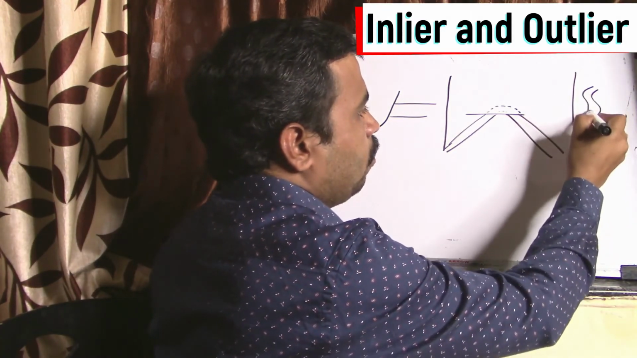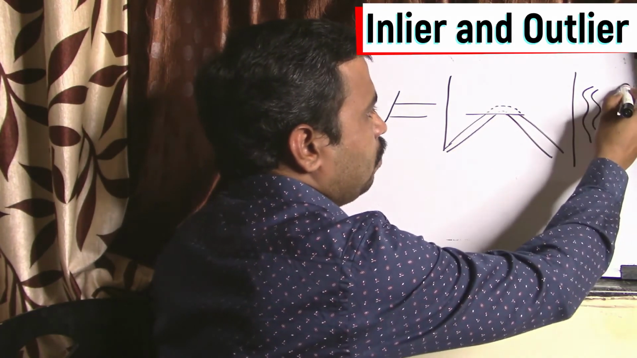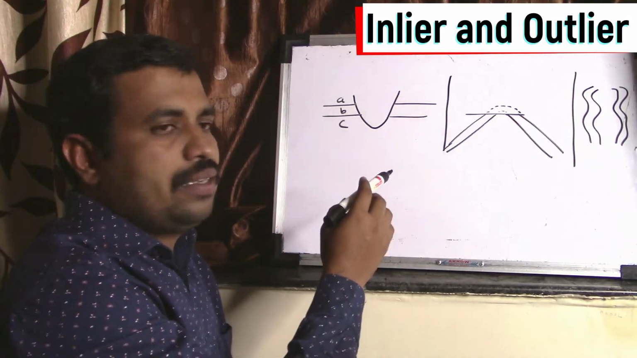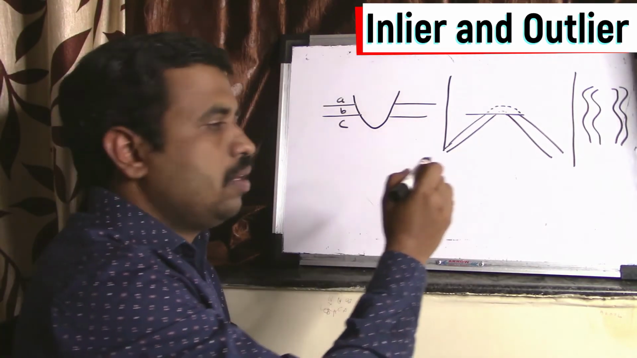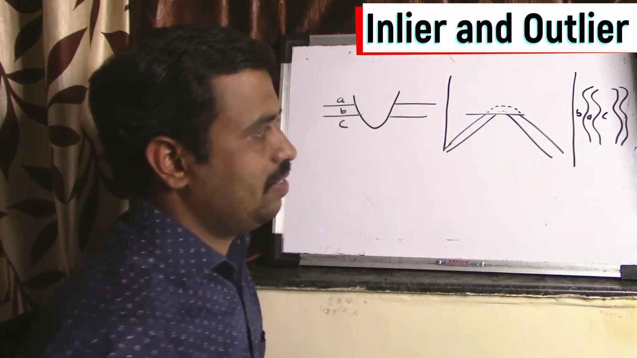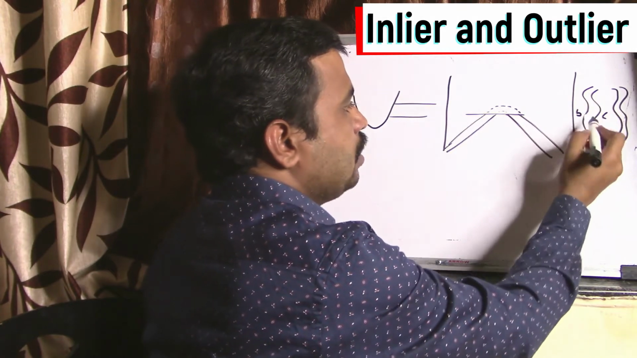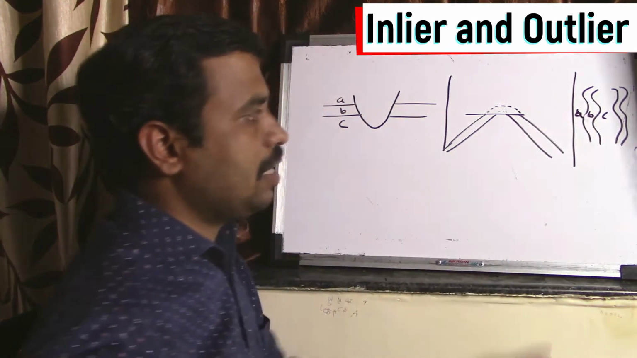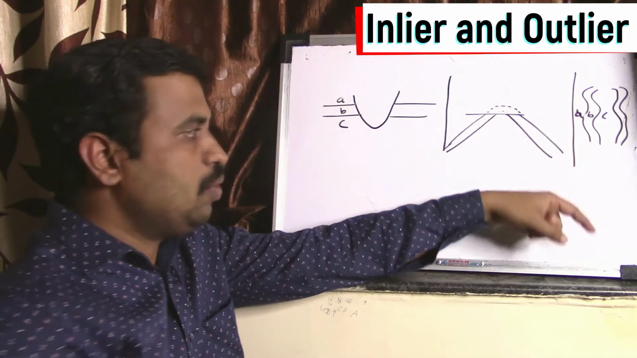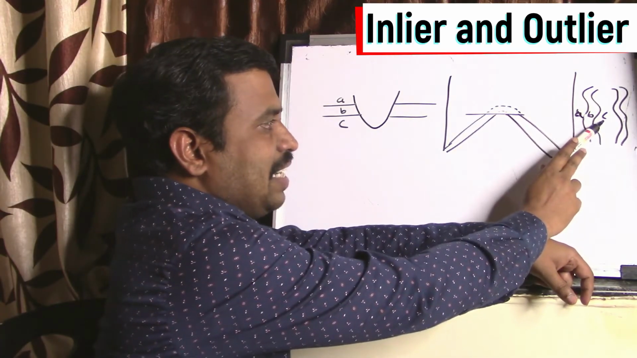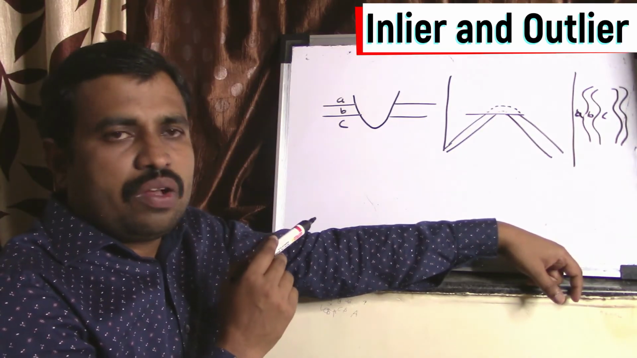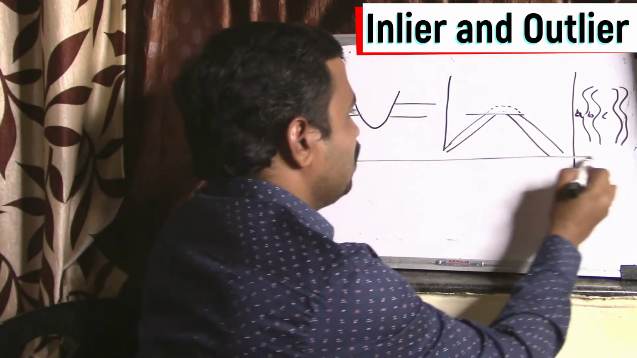We can see that here this is C bed, this is B bed, and this is A bed. These are the beds. At the center you can see the older rocks, and younger rocks at the periphery. Such a structure is called an inlier. This is regarding the inlier.